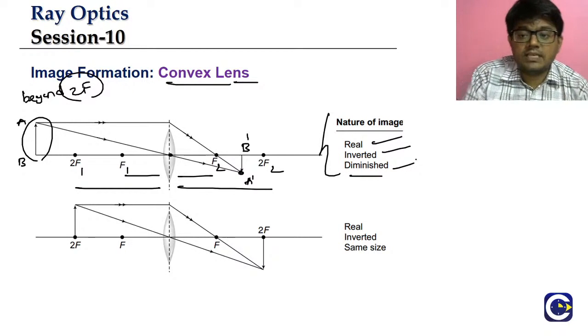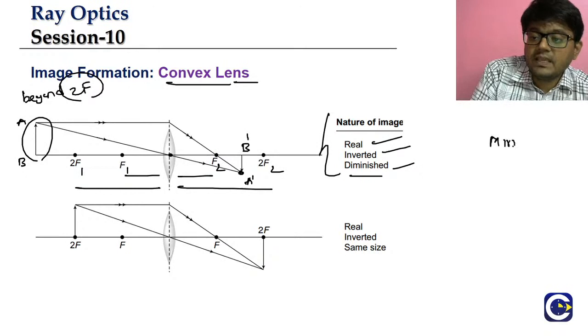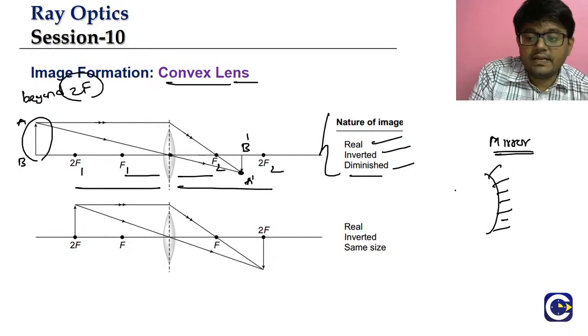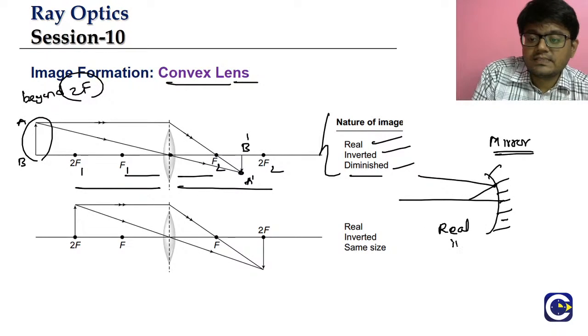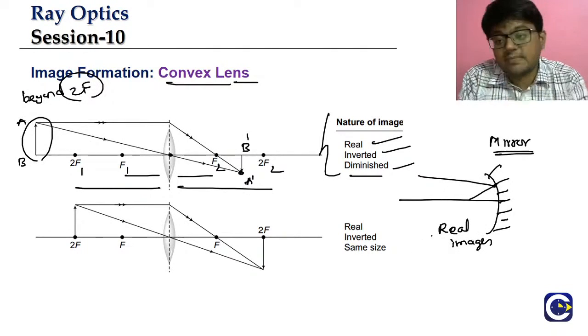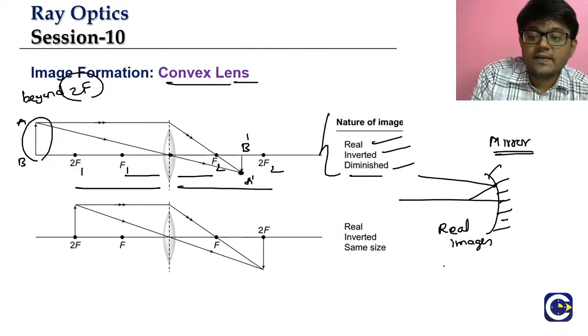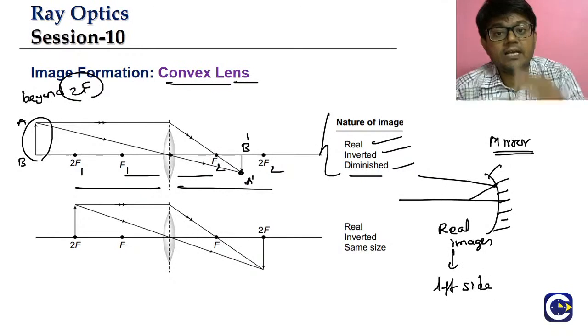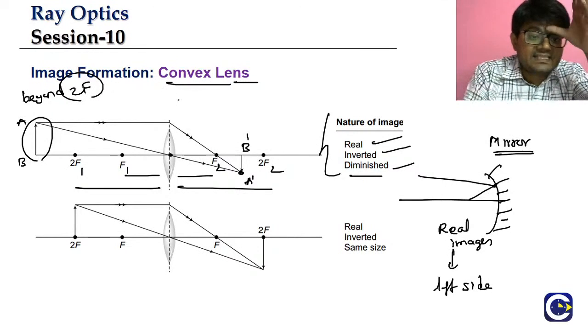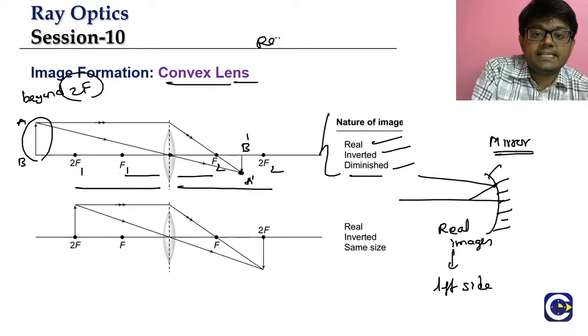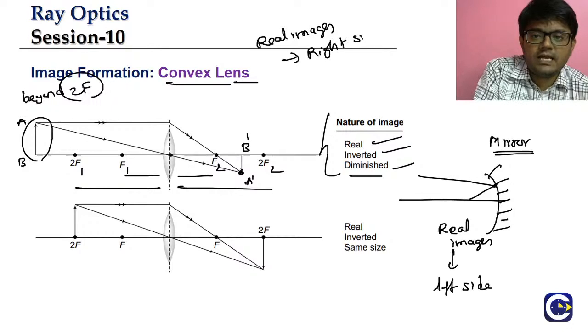Now here I want to recall one thing. In case of a mirror, like a concave mirror, this is what generally forms real images, by convergence. So in case of mirrors, the real images are formed on the left side. In case of lenses, real images will be formed on the right side.